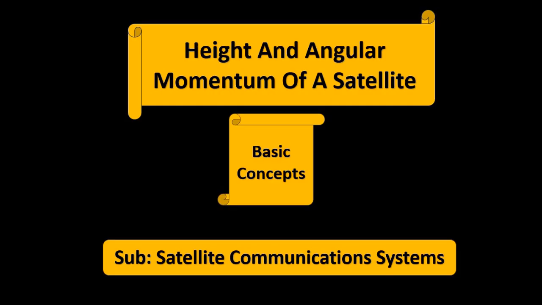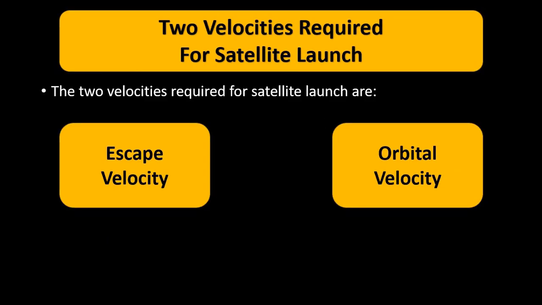So we'll continue our discussion related to satellite communication systems. We'll discuss another important satellite parameter. Previously we discussed the parameters associated with escape velocity, orbital velocity, then time period of a satellite, and the relationship between escape and orbital velocity. So in this video we'll discuss two important parameters, which are height and angular momentum of a satellite. Okay, the height above the surface of the earth and the angular momentum of the satellite in its orbital path. Again, all of these involve the two important velocities which are required for satellite launch: escape velocity and orbital velocity.